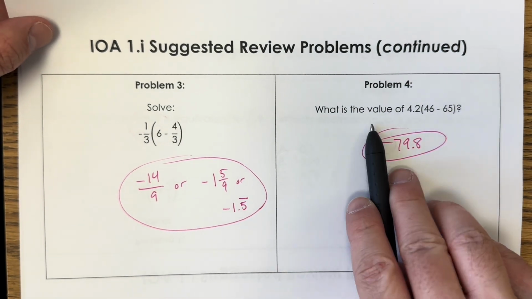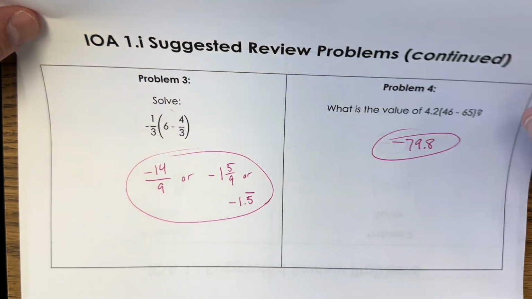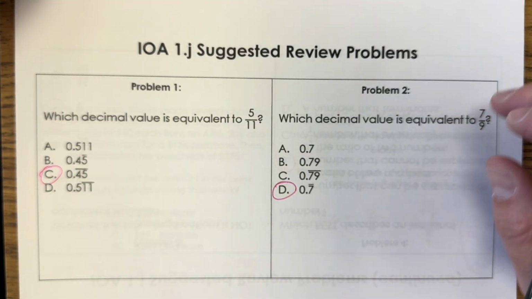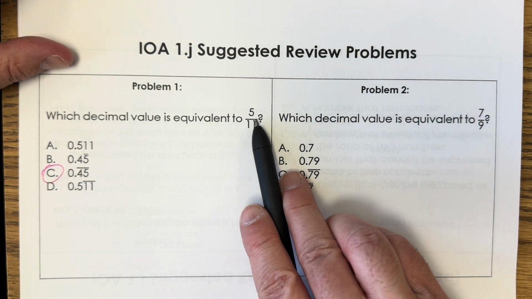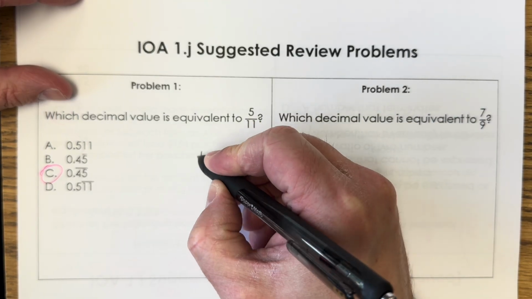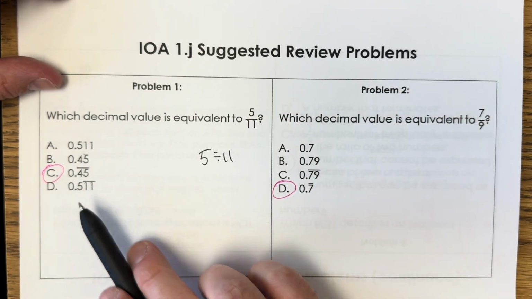Same two things here. What is the value? If I'm looking for the value, I'm looking for an answer, right? So just make sure you go ahead and do that too. Okay, decimal equivalent. So in the calculator, you would just do old school. You would just do 5 divided by 11, and then it would give you a decimal.